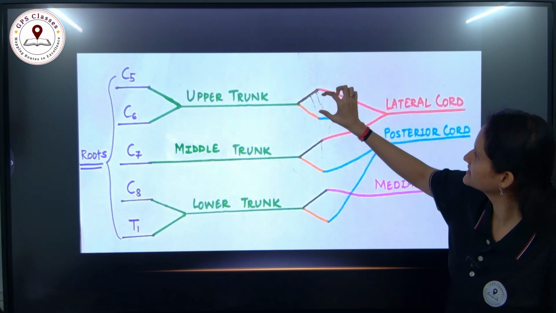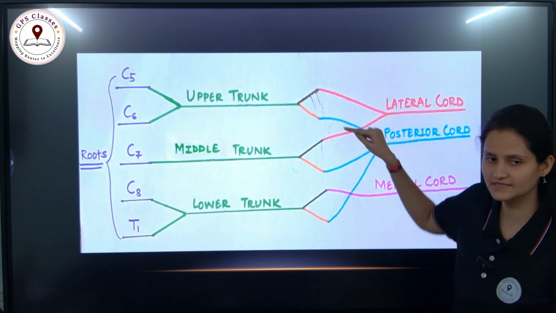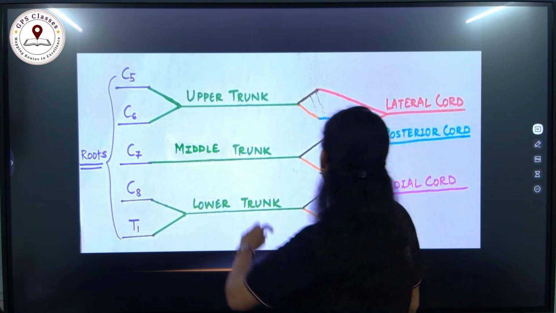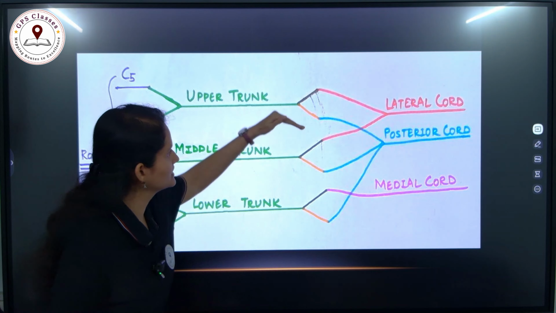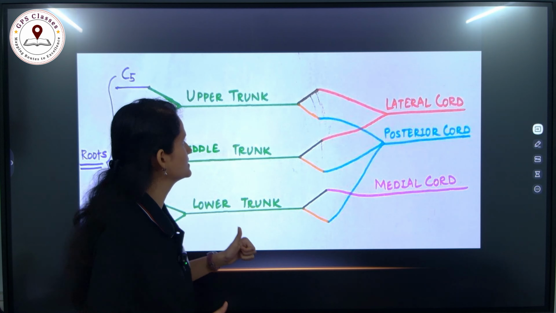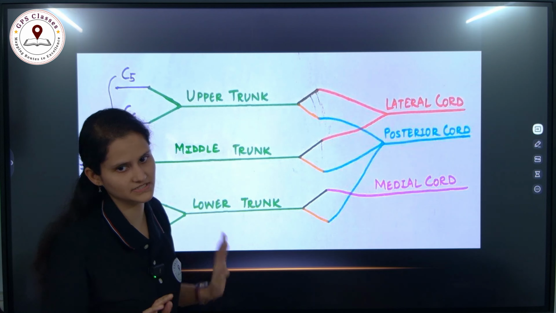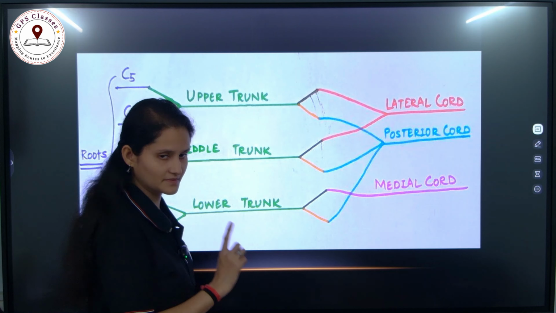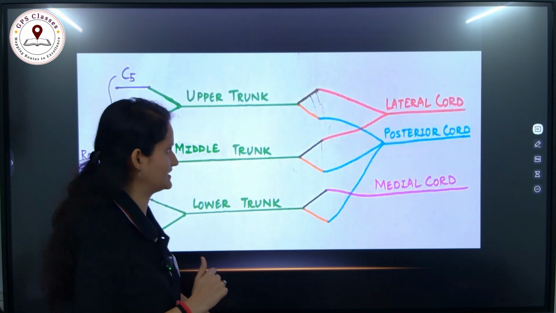Now every trunk gives two divisions: one is the anterior division and one is the posterior division. All the black ones are the anterior divisions, and the orange ones are the posterior divisions. So every trunk gives an anterior division and a posterior division. Remember that the divisions are present behind the clavicle, retroclavicular.